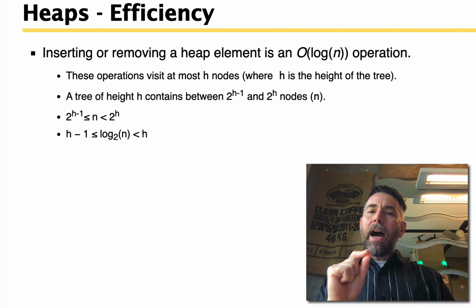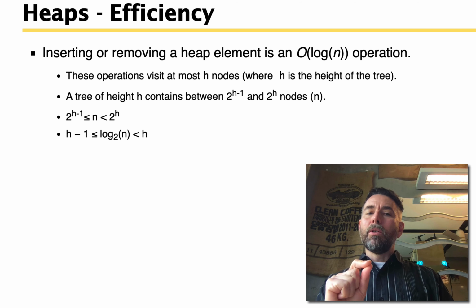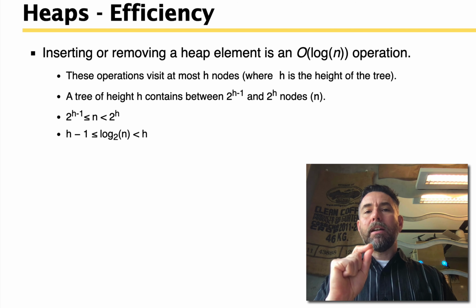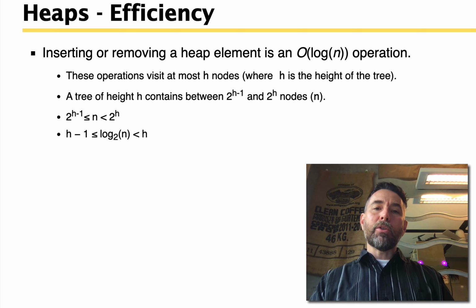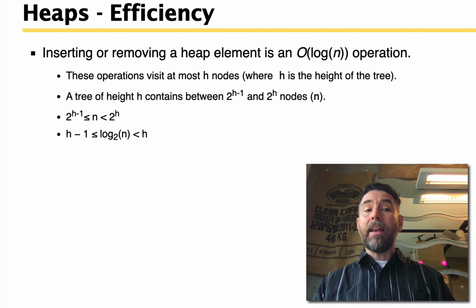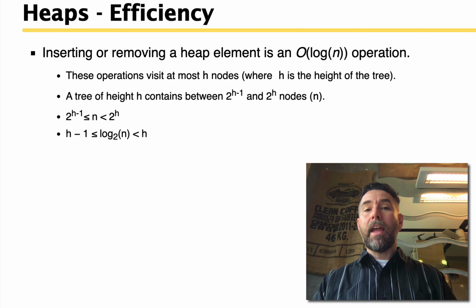So the operations that we've talked about, insertion and removal, at most have to hit log n nodes, or h nodes, where h is the height of the tree. The tree contains between 2^(h-1) and 2^h nodes, 2^h being n. And so we know that the number of things that we're hitting is between 2^(h-1) and 2^h. And so if we solve that, take the log of all components, we see h-1 is less than or equal to log n, which is less than h.